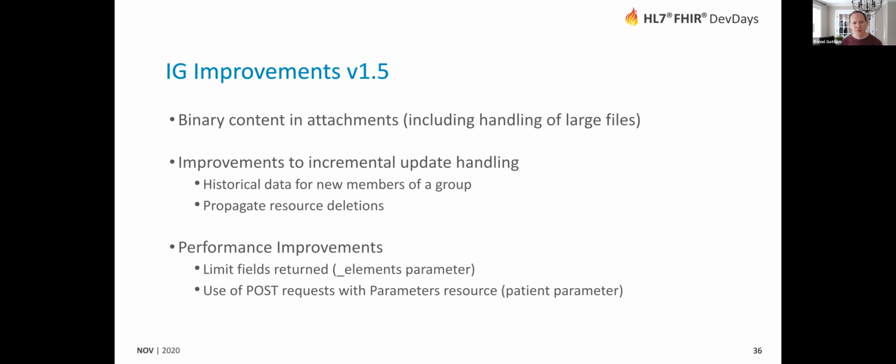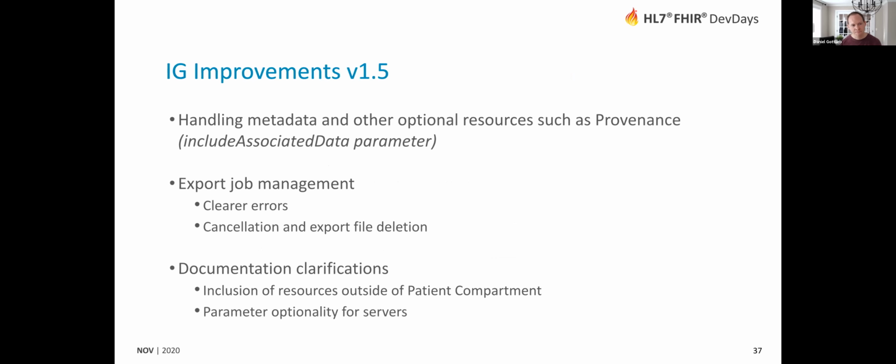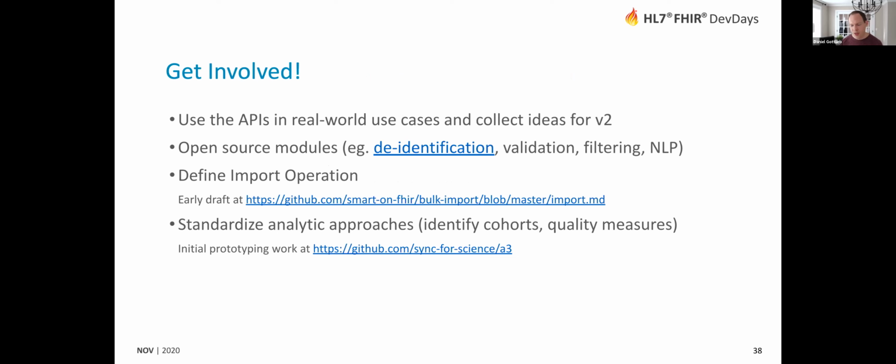There are a number of other improvements in 1.5. They're on the slides, and the draft spec URL was on the previous slide. So in the interest of time, I want to leave a few minutes for questions. I'm not going to go through these right now. But I wanted to close with a couple ways you can get involved in the bulk data work. I think one of the things, this is a pretty early stage spec.